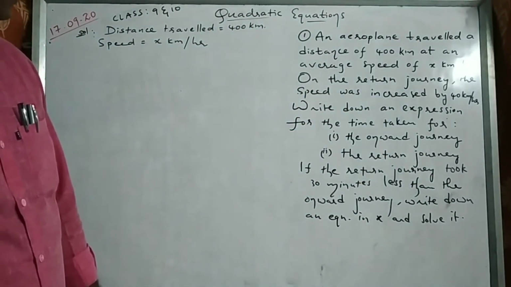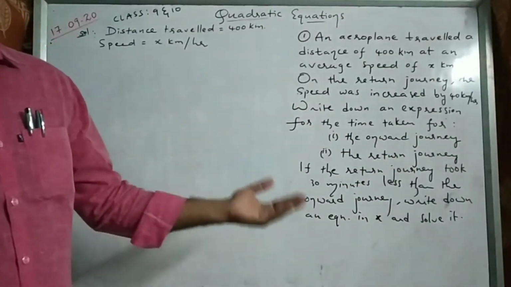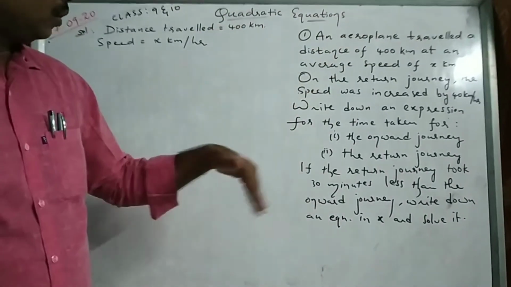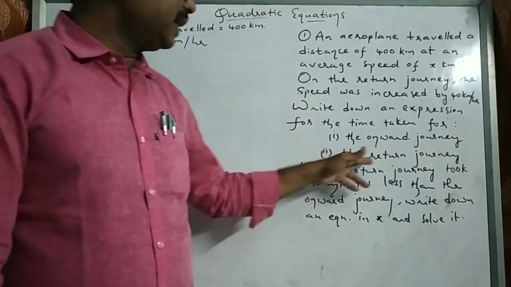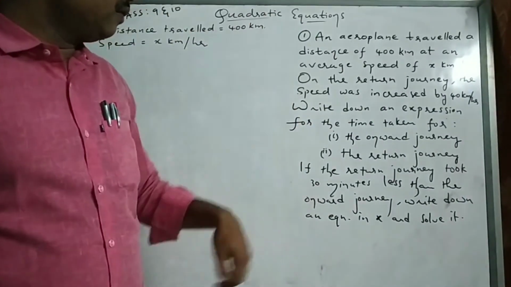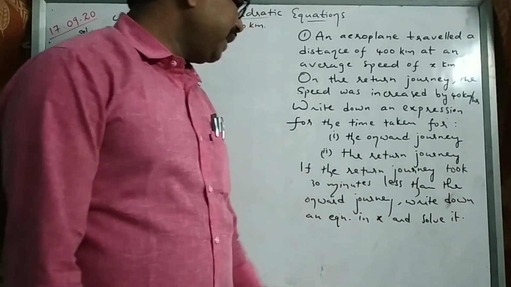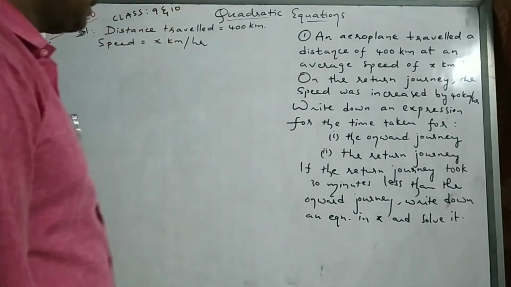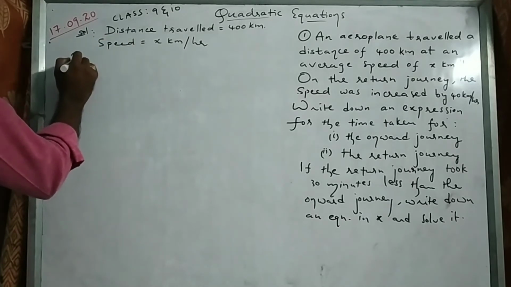Write down an expression for the time taken for the onward journey. Onward journey means to and fro: the onward journey, up journey, and the down journey, the return journey. Write the time taken for the onward journey and the return journey. If the return journey took 30 minutes less than the onward journey, write down the equation in x and solve it.